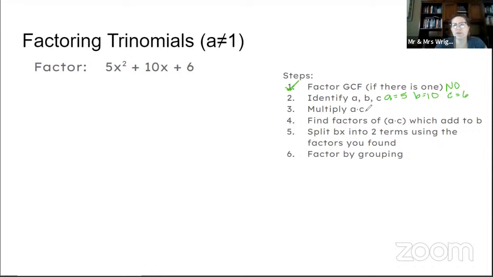Then we want to multiply A times C, 5 times 6. Well, I have an idea what I think it might be, but I'm going to put it in the calculator just to be sure. It's 30. Now we need to find something that multiplies to be 30. Oops, I haven't been checking it off. And adds to be 10. So I know that these are the same sign, and they're both going to be positive.